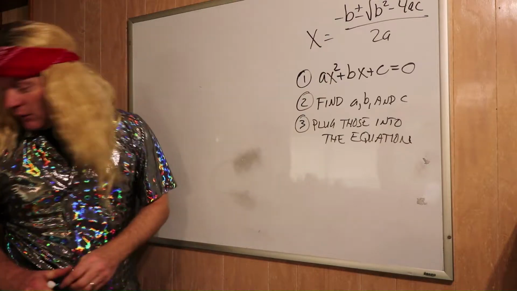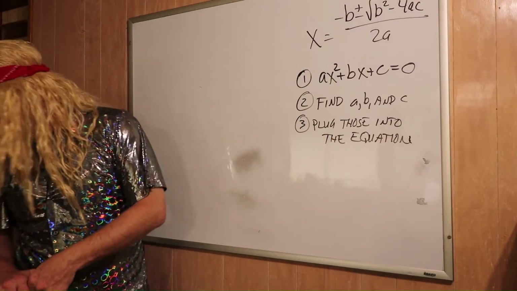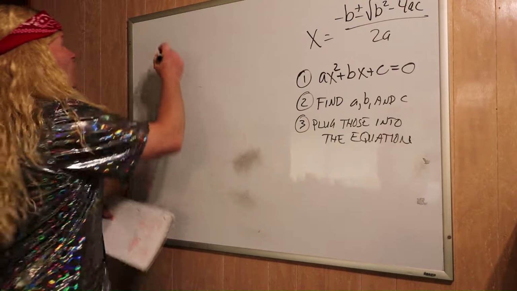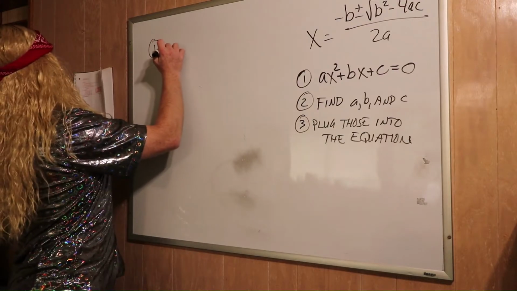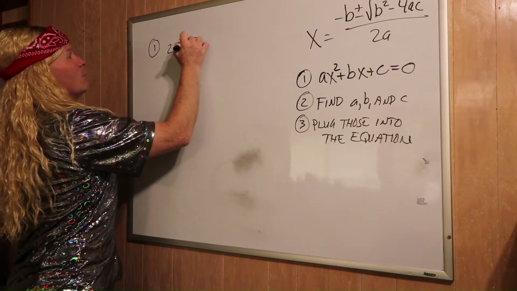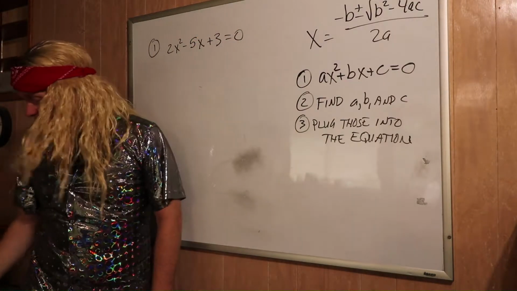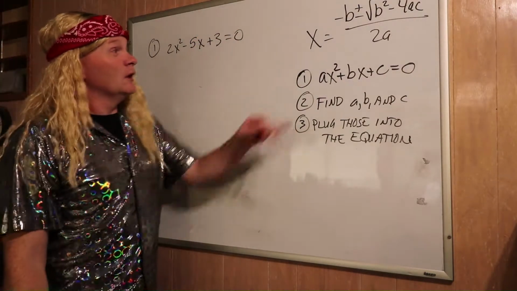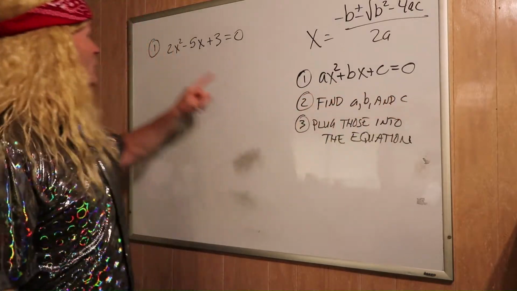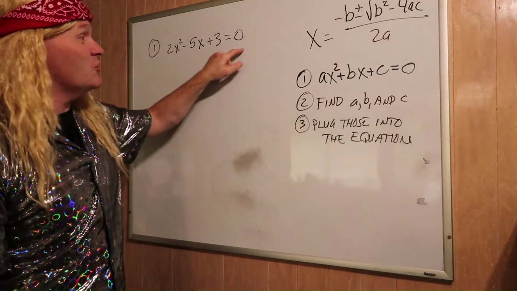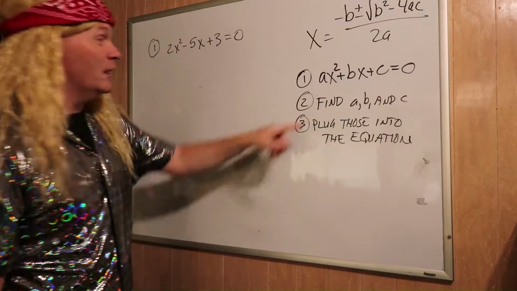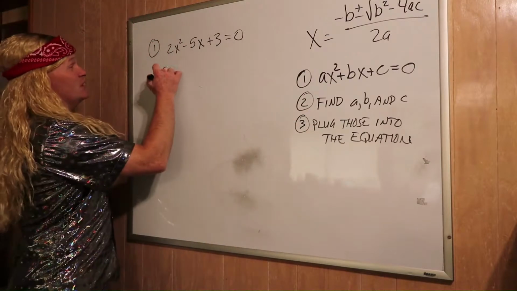Let's try a couple, huh? Alright, here we go. Number one. 2x squared minus 5x plus 3 equals 0. Here we go. Step one, standard form. Let's see, x squared, x, number, equals 0. Good to go there. Step two, find a, b, and c.